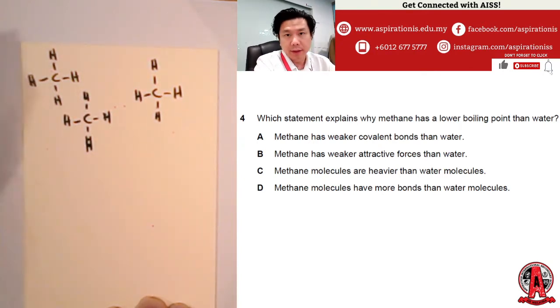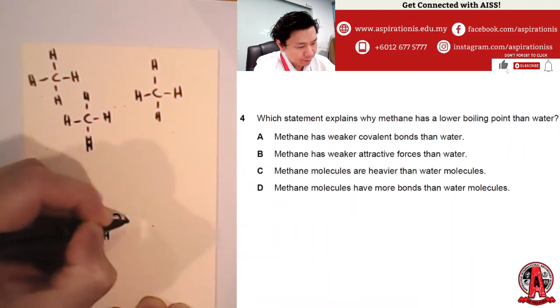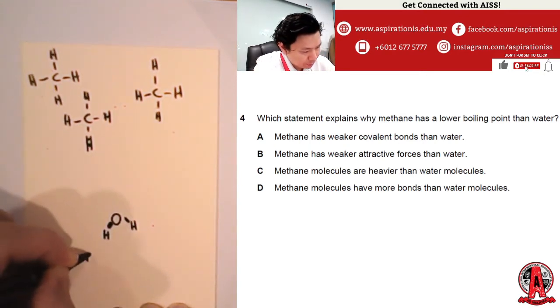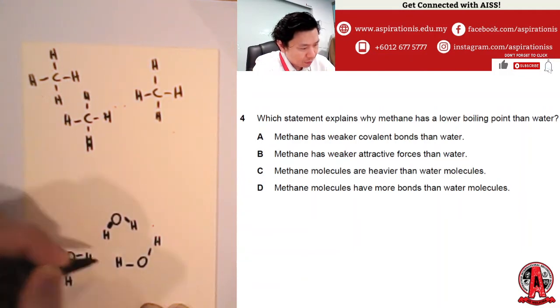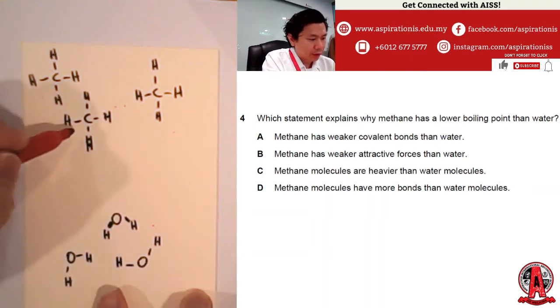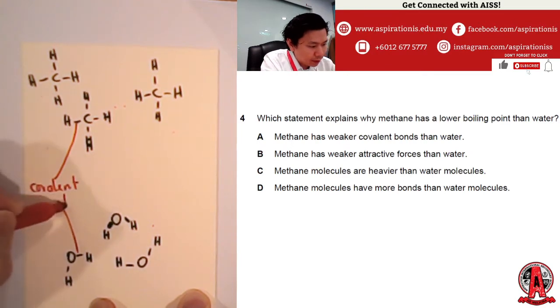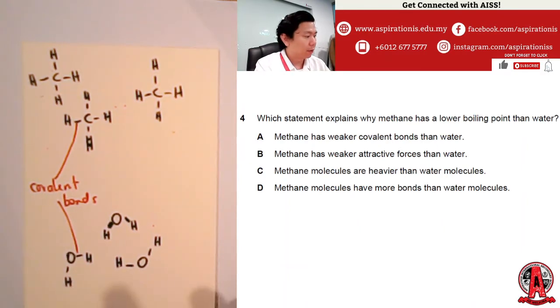So those are three methane molecules, and these are three molecules of water. Now, these are covalent bonds. Do you know which bond is covalent? Right. So these bonds, they are covalent bonds. And covalent bonds are strong. Alright? Covalent bonds are strong.